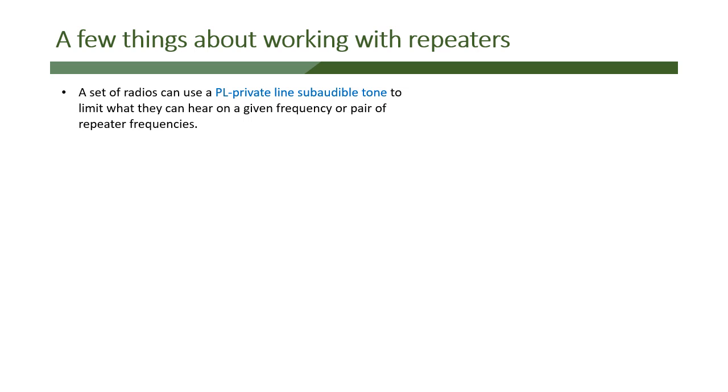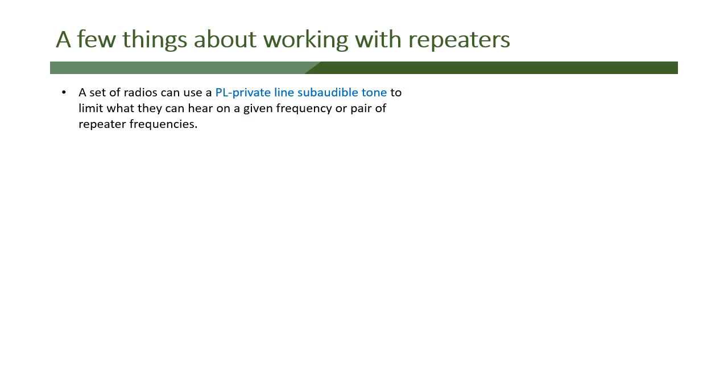Now, one of the things that you'll see in this sequence is a special thing called the CTCSS tone in the small diagram. We're going to go into that right now. It's a set of radios, and all these radios use what's called the PL, or private line, subaudible tone that limits what they can hear on a given frequency or pair of repeater frequencies.